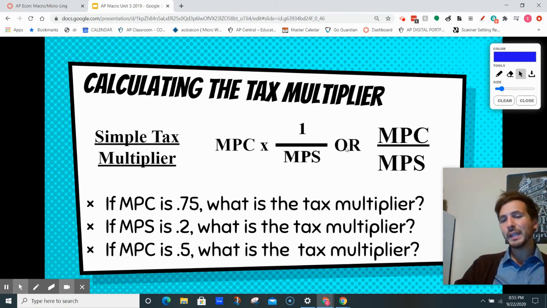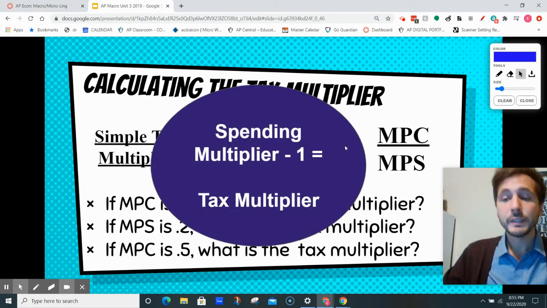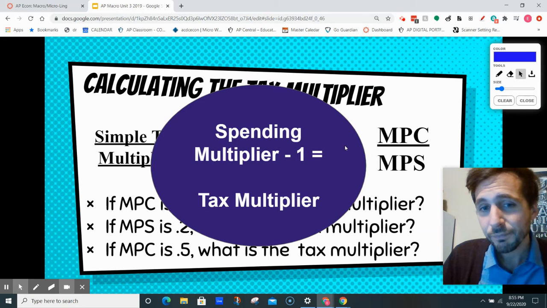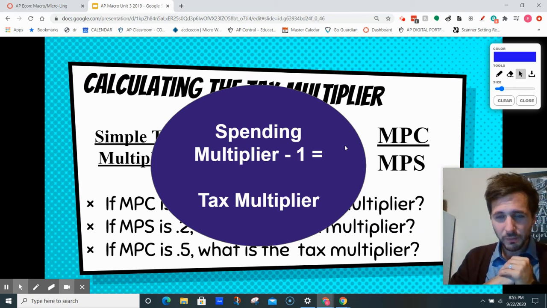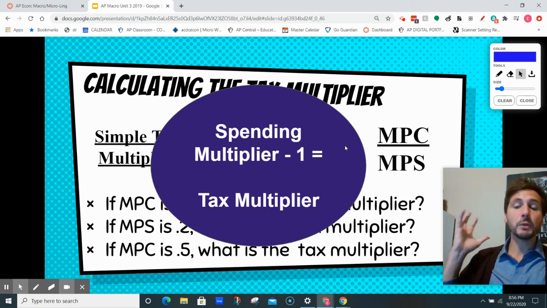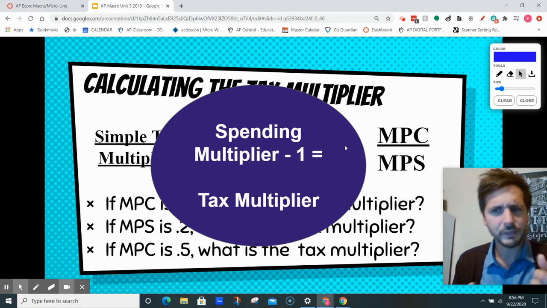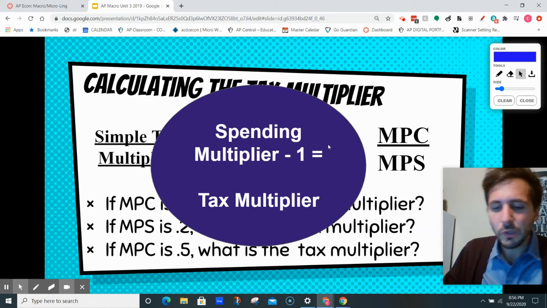Plug those numbers in. But I actually have a shortcut for you that makes it even easier. Friends, the tax multiplier is simply the spending multiplier minus 1. So if my spending multiplier is 5, then my tax multiplier is 4. If my spending multiplier is 10, my tax multiplier is 9. If my spending multiplier is 2, then my tax multiplier is 1. Right? Let's just look at our examples.